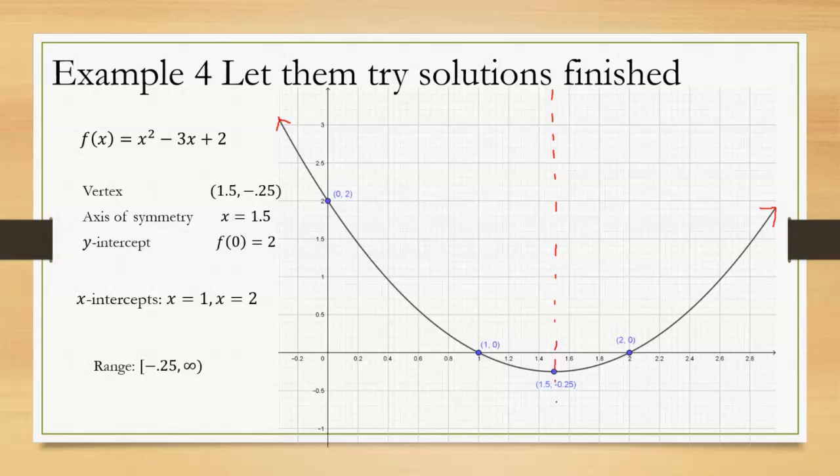I just like drawing it as a dash line. Really doesn't matter that much. And the range, as you can see, is from minus 0.25 to infinity. And f of 0 is 2. We can see that here.